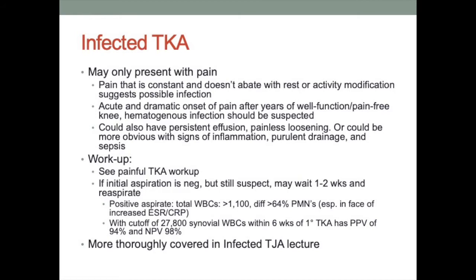An acute infection immediately post-operative, some studies have shown that a cutoff of about 27,800 WBCs and 94% PMNs may be indicative of infection as opposed to early acute post-operative immune response. But this again becomes very difficult and your index of suspicion has to be there based on your physical exam and the patient's presenting complaints. Again, all of this will be more thoroughly covered in our PJI lecture.